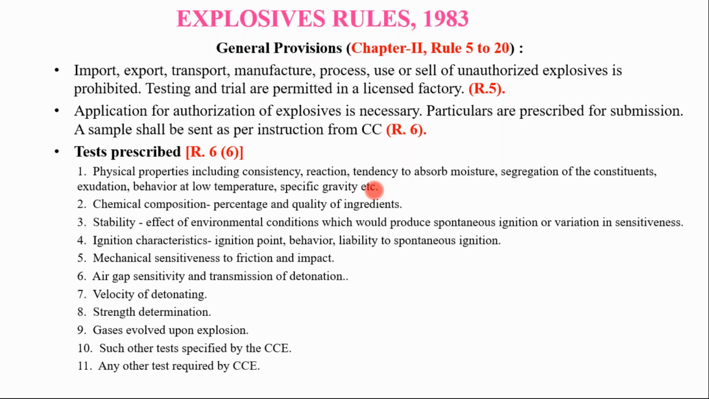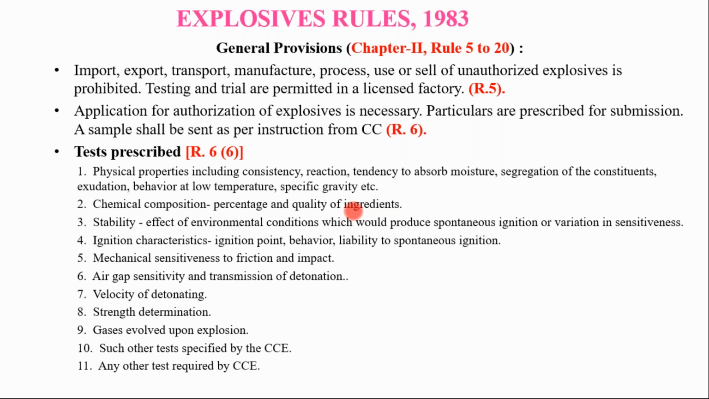So we have to find out first what exactly the physical properties of all these explosive substances are, because from the weather conditions, the CCE may permit you in some of the areas and may not permit you in a specific area for the same condition, because the moisture, the humidity, the temperature conditions are different at different regions in India. Then the chemical composition, percentage and quality of ingredients.